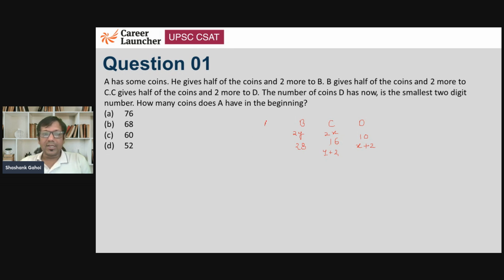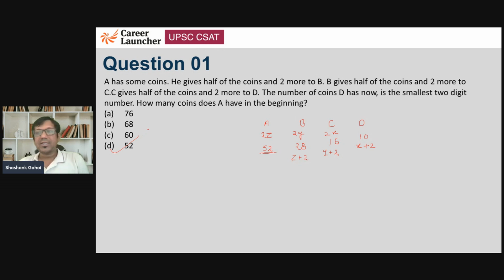Now let's talk about A. A had 2z coins. Out of 2z, it is giving half and 2. So z plus 2 comes out to be 28, so z comes out to be 26. So the total number of coins with A was 52. So the answer of this question is option D, that is 52.